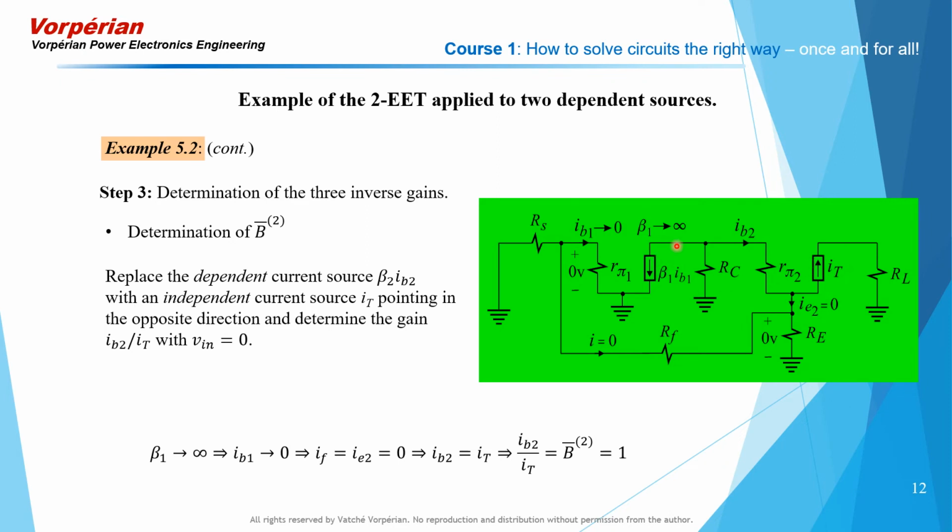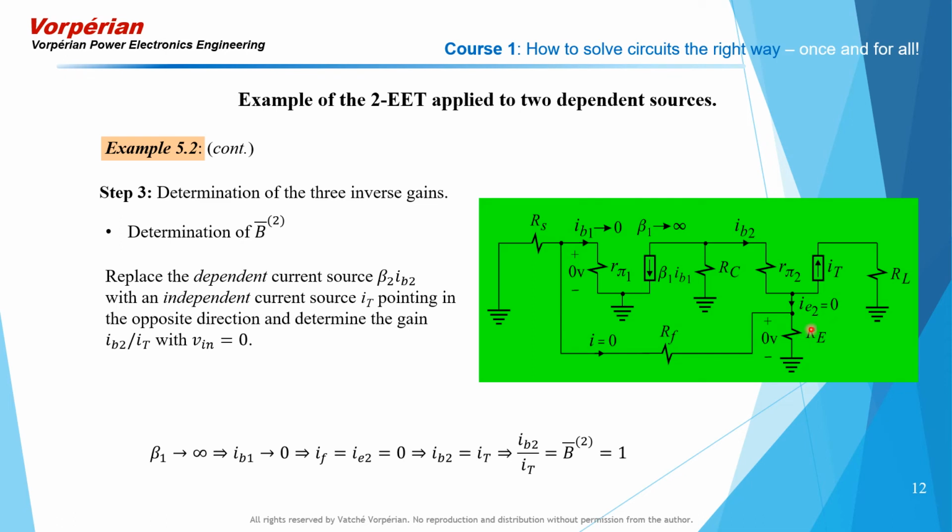When beta 1 goes to infinity, we said IB1 will have to shrink to 0, which means that the voltage drop across R pi 1 will have to be 0. But the voltage drop across R pi 1 is the same as the voltage drop across RS, so that will have to be 0. So there is no current in this branch flowing, as well as there is no current flowing through RS. So there is no current flowing through RF. So this potential here, all the way looking back, is sitting at ground potential.